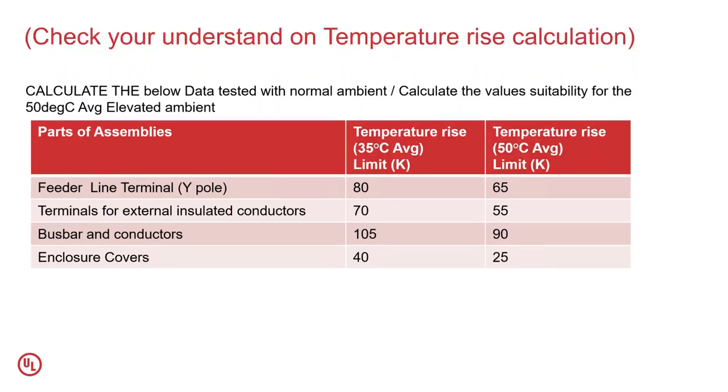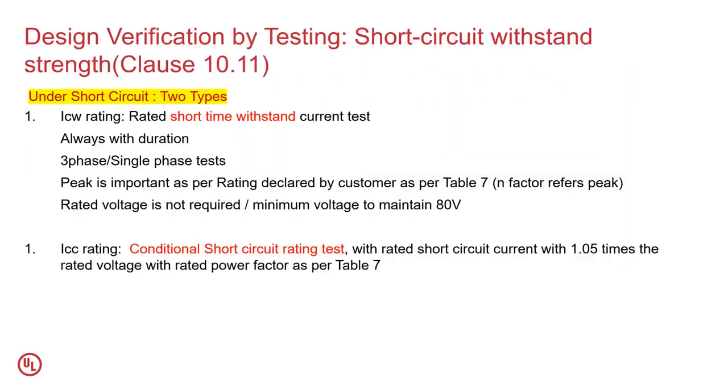Next, a very, very important chapter for us is short circuit. In a switchboard, there are only two types of short circuit. One is ICW, which refers to the short time withstand current test. The second one is ICC, the conditional short circuit rating test. Again, I'm telling you, funny things in the standard. Please understand the English in an easy way.